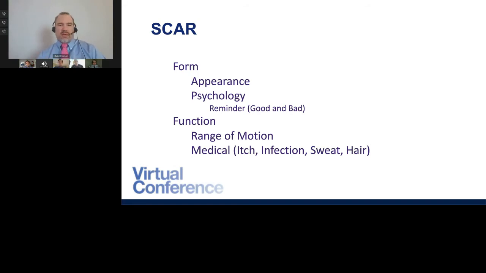But also don't forget about the function: the range of motion, in particular the itch, the infection. What I mean by infection is if you have a scar overgrowing hair and that hair can't get out, it's going to create more inflammation, which is going to increase the risk for MRSA infections, etc. But don't forget about the sweat and the hair as well. So I wanted to give you a big picture.